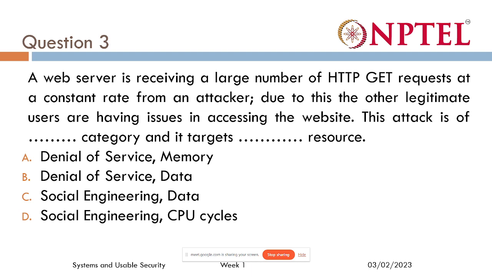So a web server is getting a large number of HTTP GET requests at a constant rate from an attacker, due to which some other users are having issues in accessing the website. So what kind of attack is this, and what is the exact resource that it is attacking? Whether it is memory, data, or the CPU cycles.